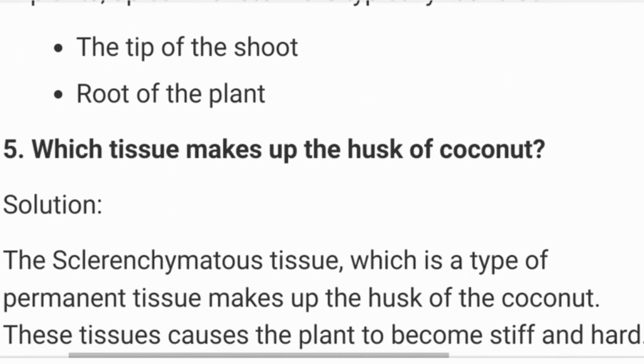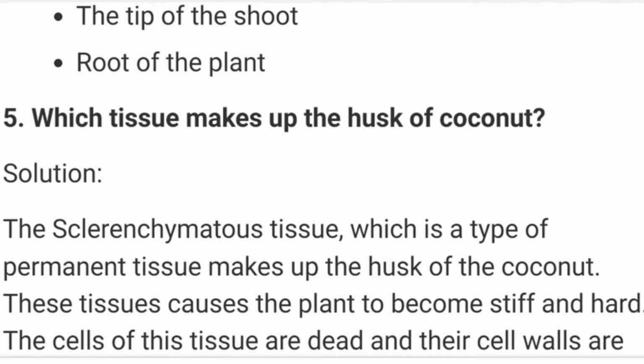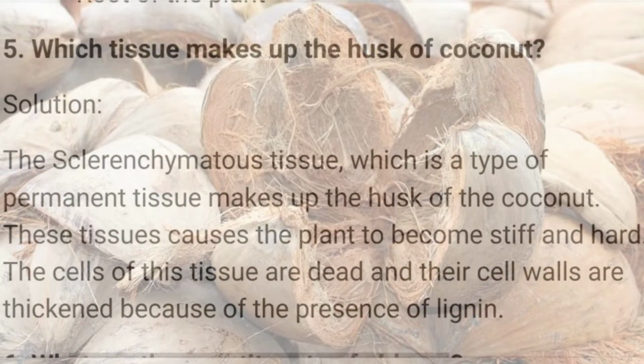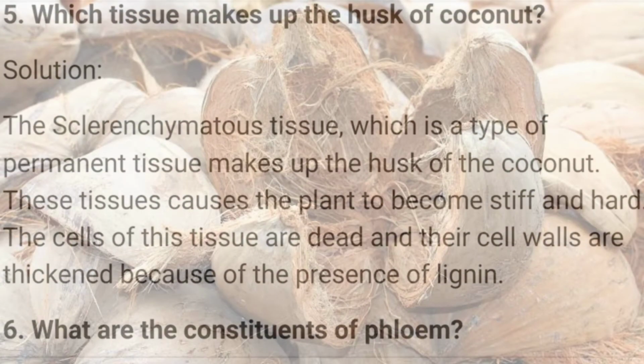Which tissue makes up the husk of coconut? The sclerenchymatous tissue, which is a type of permanent tissue, makes up the husk of the coconut. It is also called sclerenchyma. These tissues cause the plant to become stiff and hard. The cells of this tissue are dead and their cell walls are thickened because of the presence of lignin. It is a complex material which is present in the vascular part.